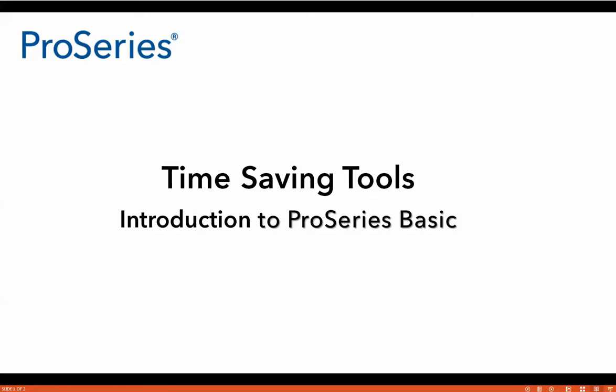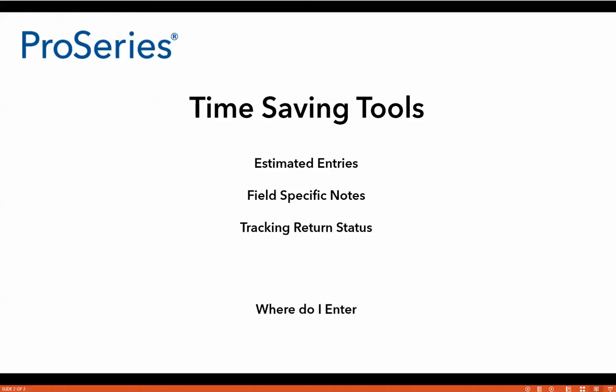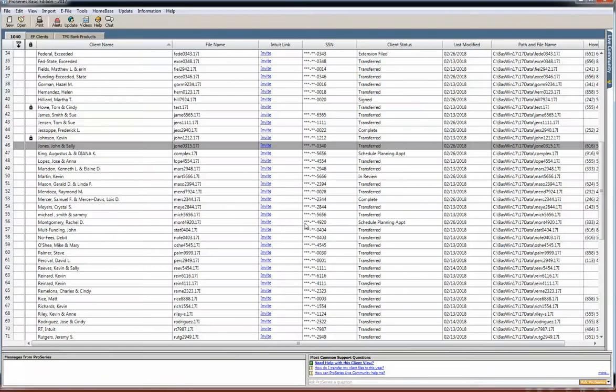ProSeries Basic Time-Saving Tools. ProSeries has a number of great features and tools to help you streamline your overall tax operation workflow. Here are just a few of our clients' favorite tools in ProSeries. We're going to talk about the following: how to use the Estimated Entries tool, how to leave a field-specific note, how to track the return status, where do I enter, and Intuit Link. So let's take a look at these items in the program.